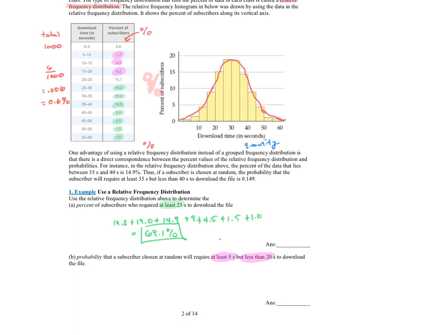So how are we going to find the probability? Let's go ahead and add those percentages. 1.7% plus 4.3% plus 9.2%. Add those together on your calculator now. Please double check my math. I'm getting about 15.2%.